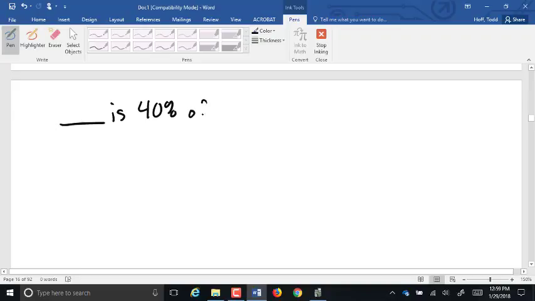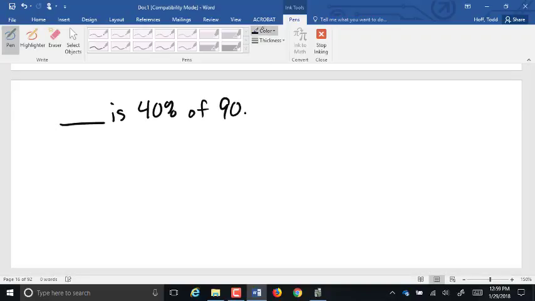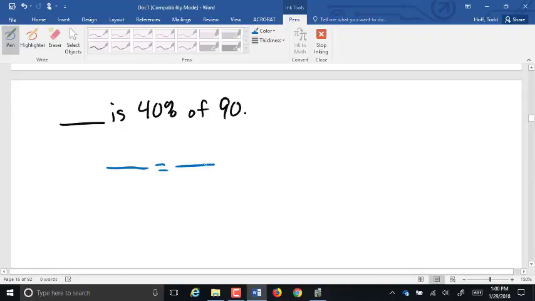So in the basic calculations, blank is 40% of 90. Now, last semester we had discussed 2 different methods. One was the proportion method. In the proportion method, we always started with the percent. 40% became what? 40 over 100 in the proportion method. You're thinking of the rate method.